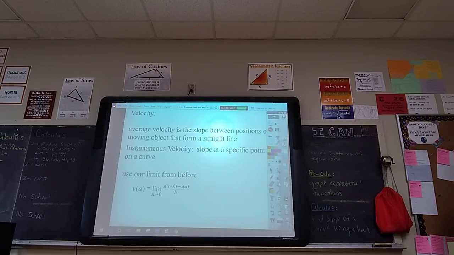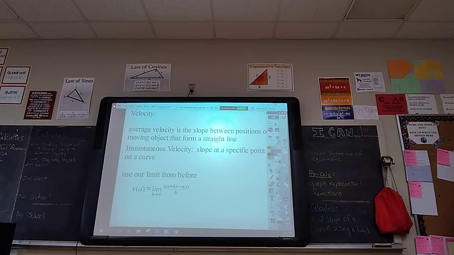Alright, so whenever asked to find velocity, you're asking to find slope. Okay? So we can actually use the same slope formula. I just use some different variables. You can use f and a and m if you want. But finding velocity is finding the slope at a specific point on a curve. Okay, so that's what we're gonna do.